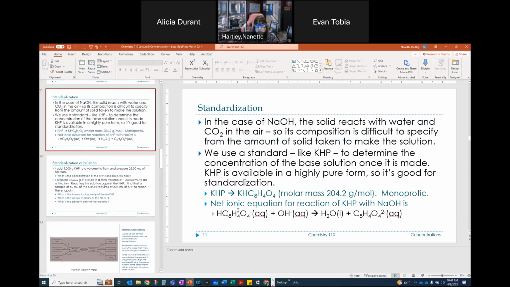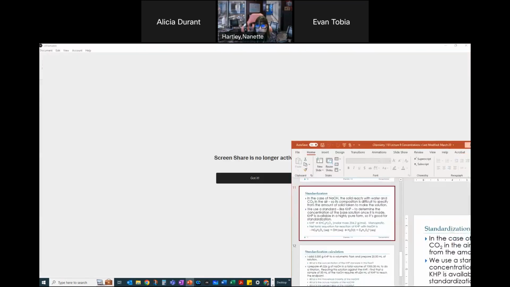This one, right? This is our KHP, and we take the K off of it, and our net ionic equation is HC8H4O4 minus plus OH minus, and that gives me H2O plus C8H4O4 2 minus. That's my net ionic equation. And I don't normally write the whole equation because I know that this is a one-to-one relationship. So when I write this, I write that.